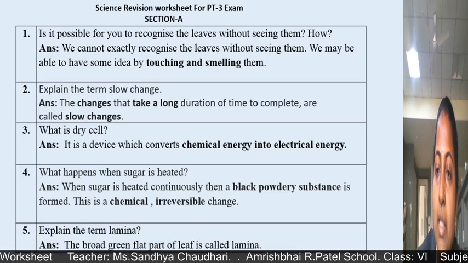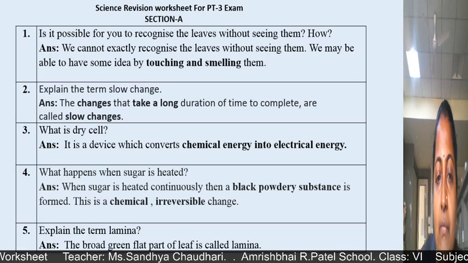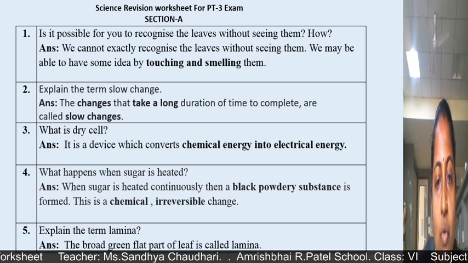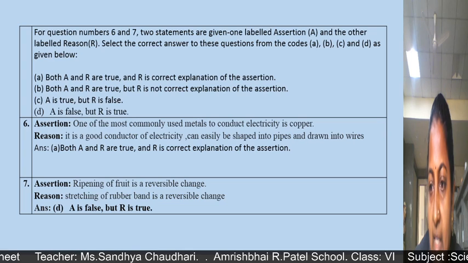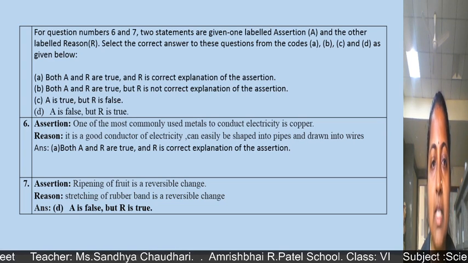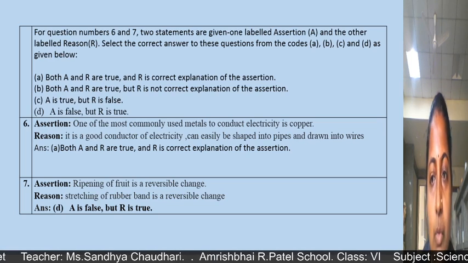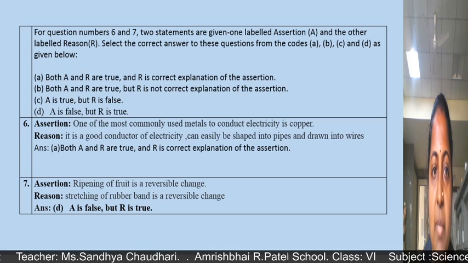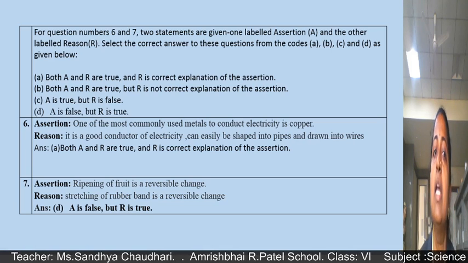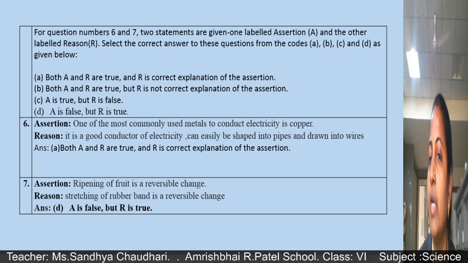Explain the term lamina. The broad green flat part of a leaf is called lamina. Now question numbers 6 and 7 are assertion and reason type questions, and you can see options A, B, C and D. Out of that, whichever matches your question, you have to write that answer.